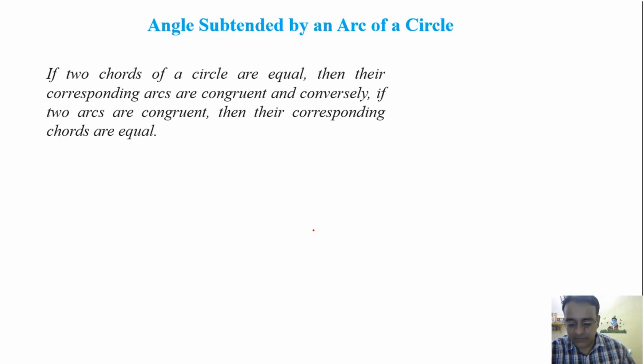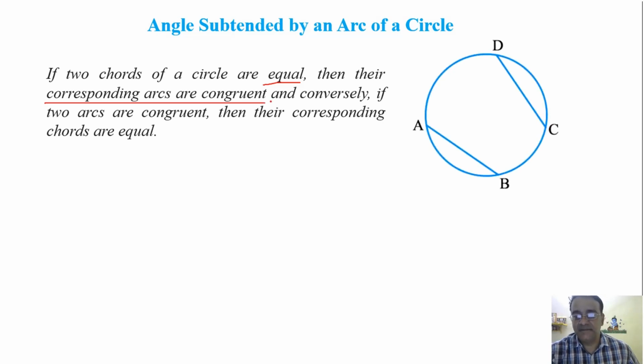Okay. Now we'll move towards angle subtended by an arc of a circle. So if two chords of a circle are equal, then their corresponding arcs are congruent. Conversely, if two arcs are congruent, then their corresponding chords are equal. See, if AB is equals to CD, so इनका जो arc है, this arc, the length of this arc is equals to this arc. Conversely, if length of arcs are equal, then corresponding chords are equal. Clear?